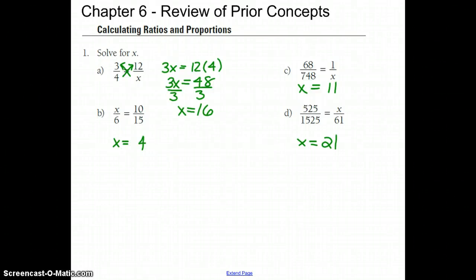All right, so by now you should be done your Chapter 5 exam and on to Chapter 6. So before we get going with Chapter 6, we're going to review some prior concepts needed to do well in this unit. So first of all, cross multiplication.